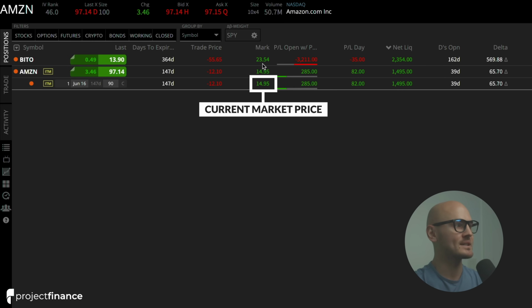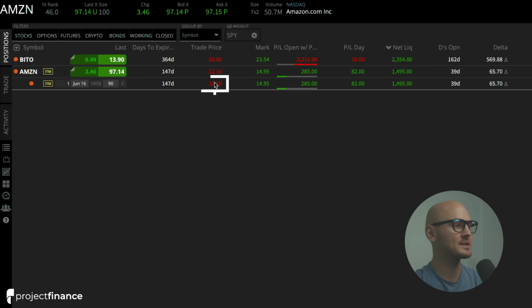$14.95. We can see that by looking at this mark column, which essentially just tells us the current market price of this option. The trade price of $12.10 is my entry price. So I purchased this option for $12.10, or a total cash outlay of $1,210. Currently, this option is trading for $1,495, and we can see that I have a $285 profit.